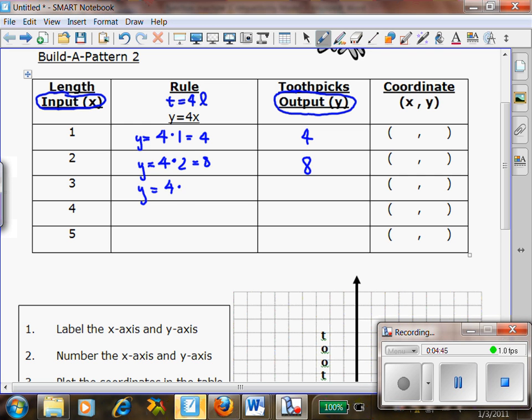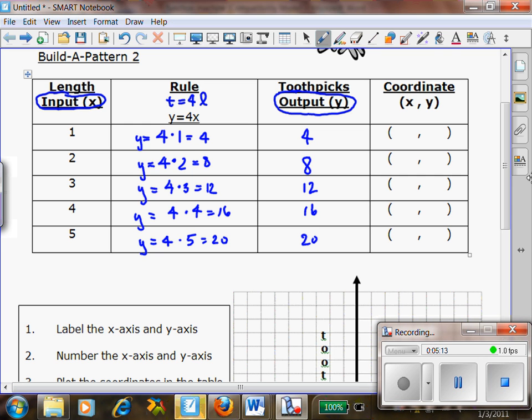4 times 3, my length is 3, will give me 12. So that means my output will be 12. Over here, Y equals 4 times 4. My input is 4. A length of 4 will give me a total of 16 toothpicks. And 4 times 5 will give me 20 for a grand total of 20 toothpicks.